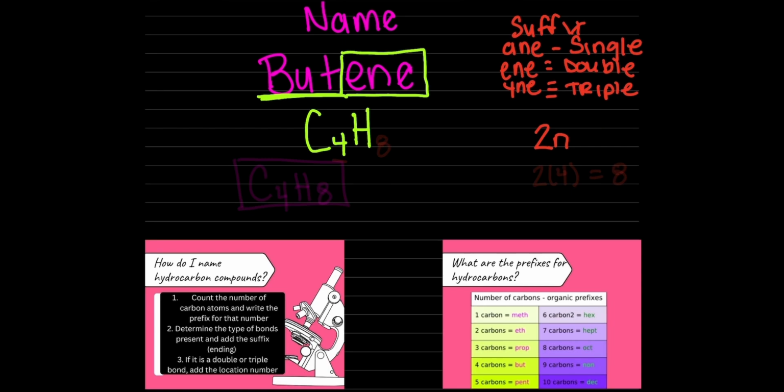So now I am going to plug in 2, and I see that I have 4 carbons. So 2 times 4 is 8. So that means that I have 8 hydrogens. All right. And so my formula for butene is C4H8. And boom shakalaka, I'm done with writing the formula.